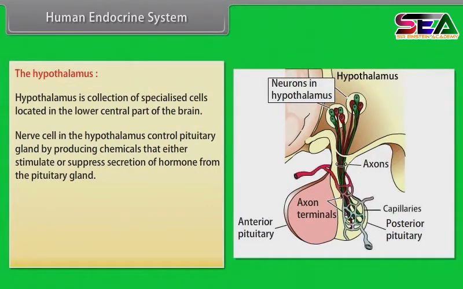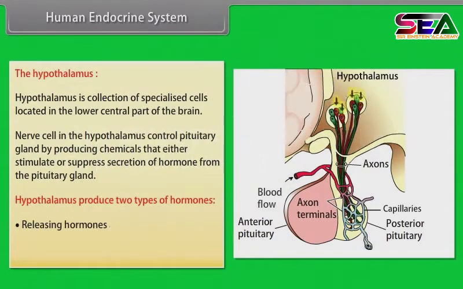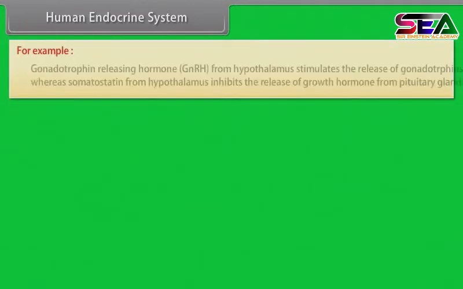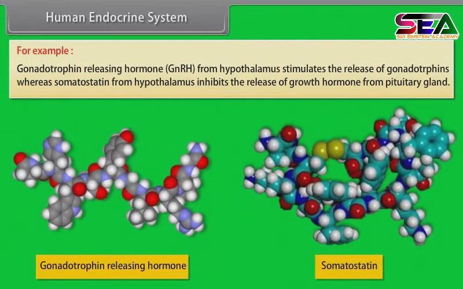the pituitary gland. Hypothalamus produces two types of hormones: releasing hormones and inhibiting hormones. For example, gonadotrophin-releasing hormone from hypothalamus stimulates the release of gonadotrophins, whereas somatostatin from hypothalamus inhibits the release of growth hormones from the pituitary gland.